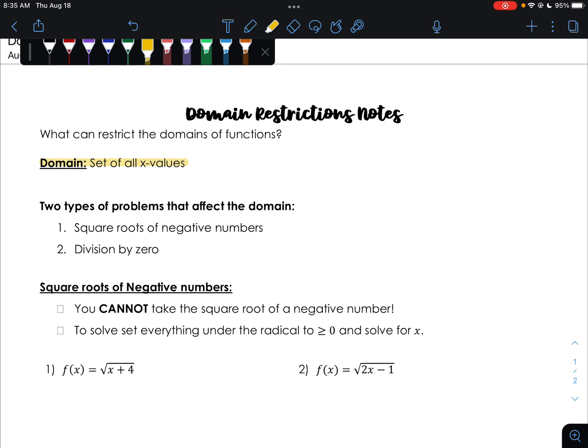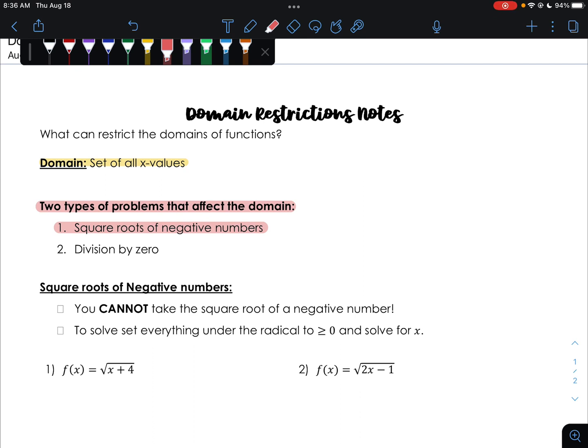So there are two types of problems that would affect our domain. These are important to know. The first one would be the square roots of negative numbers. This is going to be anytime you see the square root symbol or the radical. This would be any even roots, but we're going to focus on square roots in this video.